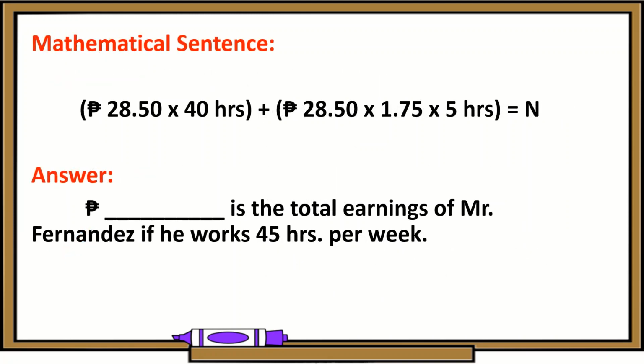And for our mathematical sentence, isa-solve natin yung rate na kanina na 28.50 ay ita-times natin sa 40 hours na kanyang regular rate kapag walang overtime plus ang pinag-times na 28.50 ita-times sa 1 and 75 yun yung rate niya kapag siya ay may overtime times 5 hours kapag siya ay mag-work na 45 hours per week. And let n be the number of the total earnings of Mr. Fernandez. Therefore, ang answer ninyo ay blank, which is the total earnings of Mr. Fernandez if he works 45 hours per week.